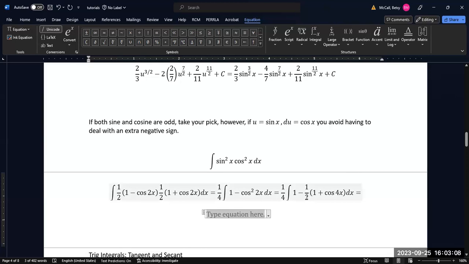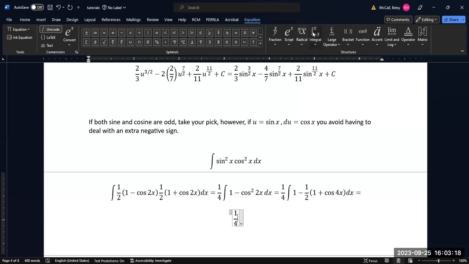And again, I have to distribute this. So this is the step where sometimes students think, I can just pull the half out. You can't, because the half doesn't apply to this one just yet. So we're going to distribute: 1 minus 1/2 cosine 4x.